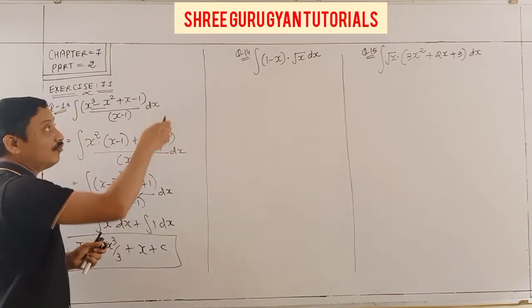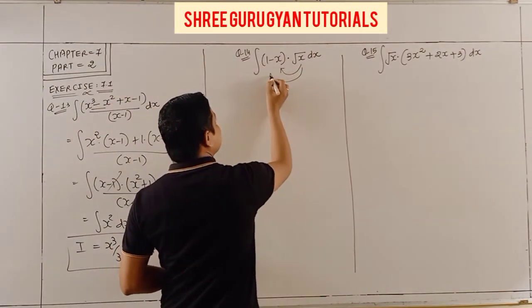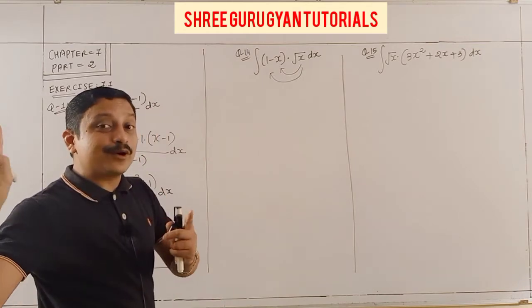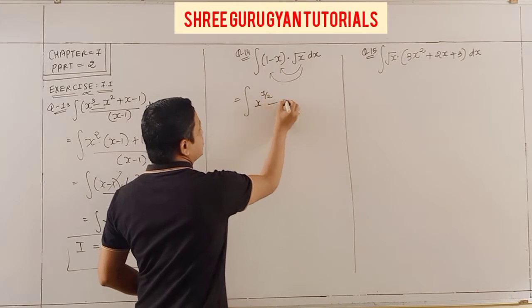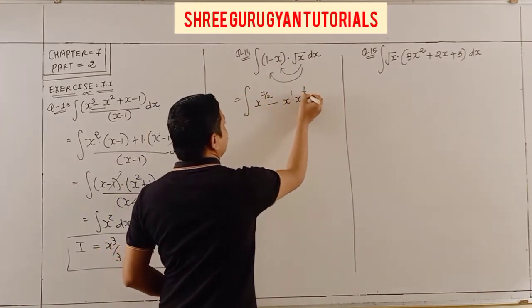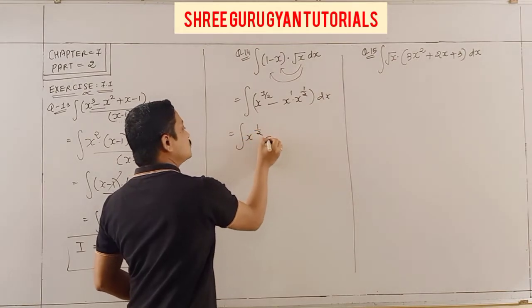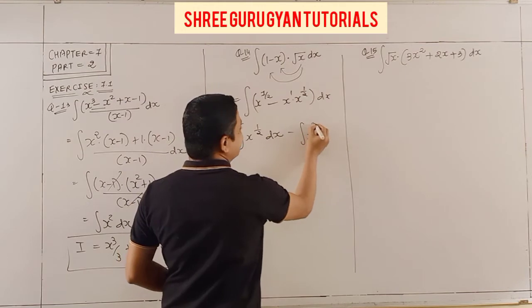Now continue, question 14. Students, here the product is given. It means I just multiply inside and remove the product. First term is x raised to half, second, x raised to 1 plus half. So my first value is x raised to half dx. Another, 3 by 2.